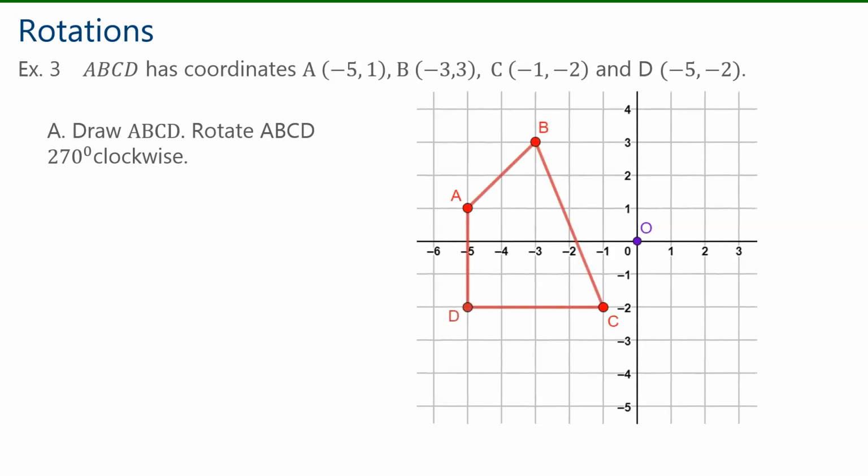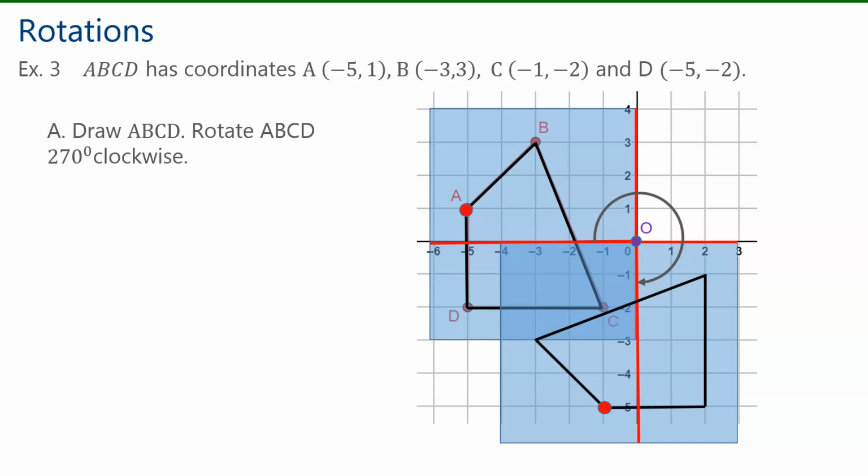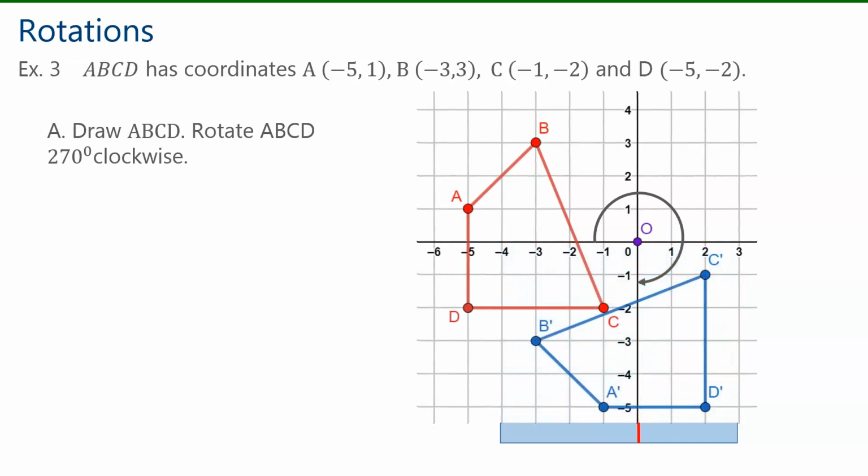In order to rotate this object, we're going to use tracing paper. We're going to rotate it 270 degrees clockwise, so in this direction. We put our pencil at the origin and rotate the paper a 3/4 turn or 270 degrees, and the image should end up right here. Trace out the vertices of the new image and draw in your lines using a ruler, and your new image should look like this.